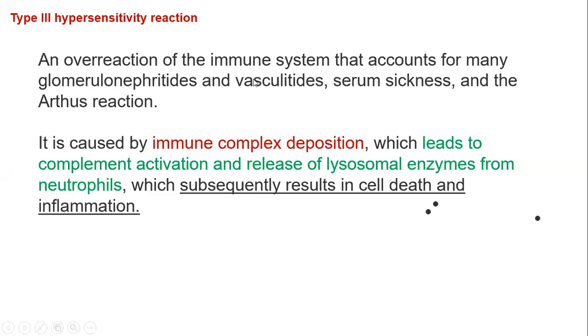Glomerulonephritis is the condition of the kidney tubes. Vasculitis is nothing but the blood vascular systems. We'll see that; these are two different conditions or diseases. We will see further in the examples.